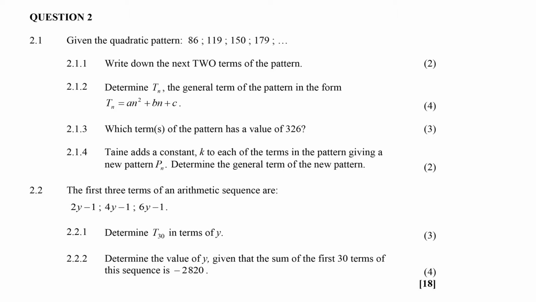So 2.1.4 says tie-in adds a constant k to each of the terms in the pattern, giving a new pattern P. Determine the general term of the pattern. So here we're told that tie-in adds a constant k to each of the terms in the pattern.